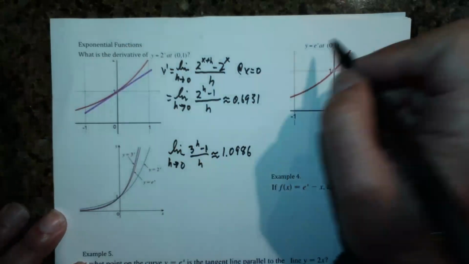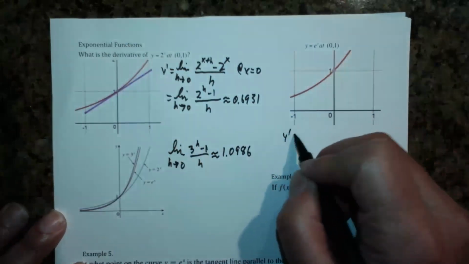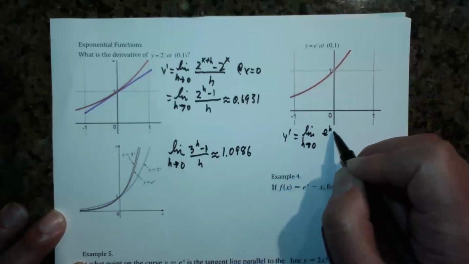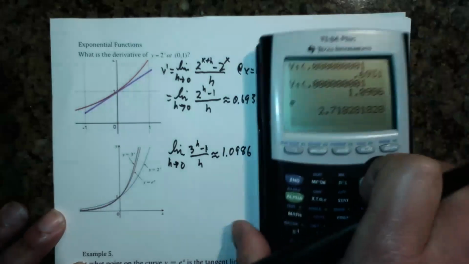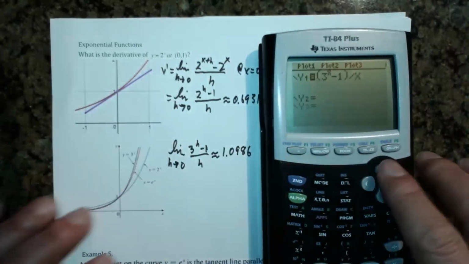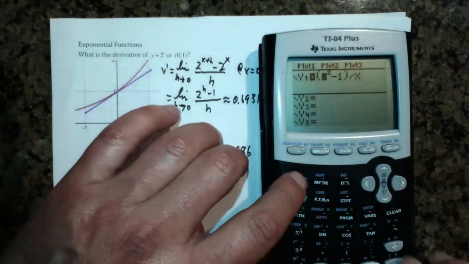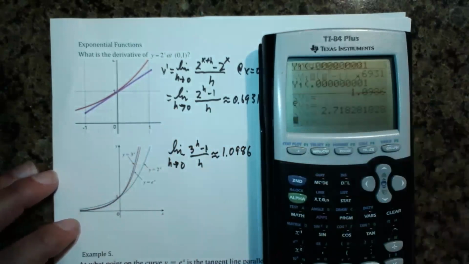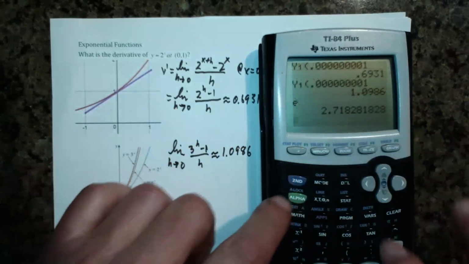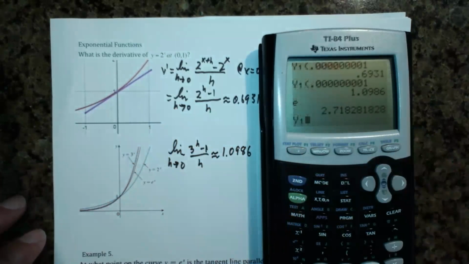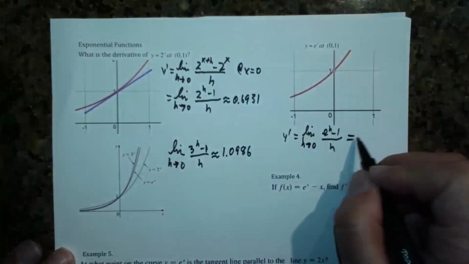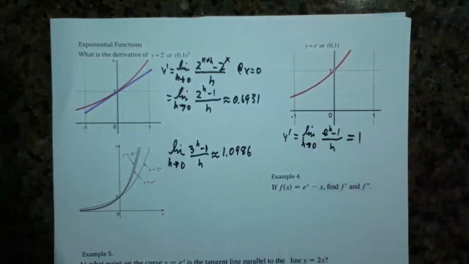You'll note when we're using e to the x, that y prime is going to be the limit as h approaches 0 of e to the h minus 1 over h. And I'm going to go ahead and change that in here. So it's now e. And watch what happens when I evaluate. It's exactly 1. That is the beauty of e to the x. e to the x is very powerful.